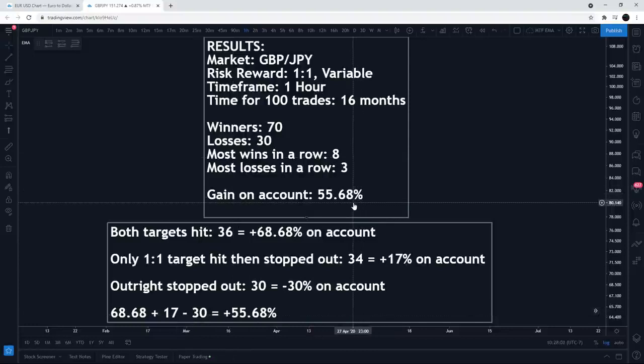So this thing did really well, and it's good for someone who doesn't like drawdowns, likes to win most of their trades, even if it means just hitting a 1-to-1 target and then getting stopped out with the rest of your position. But obviously, this can be a bit subjective.